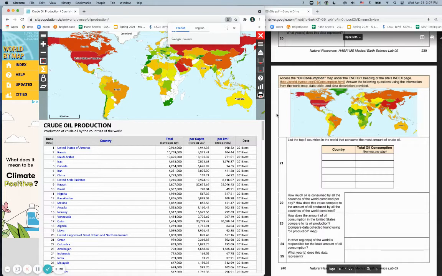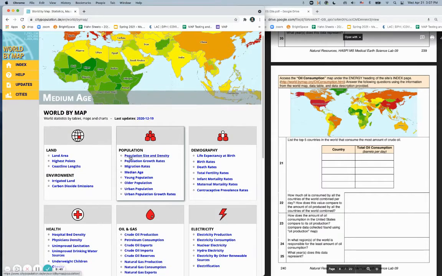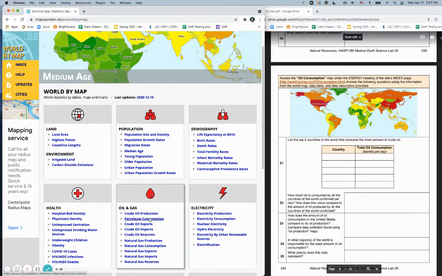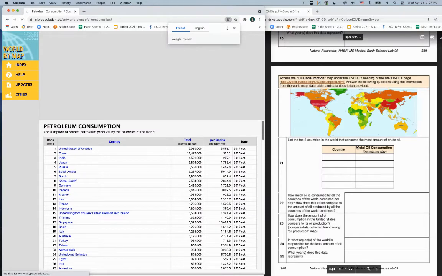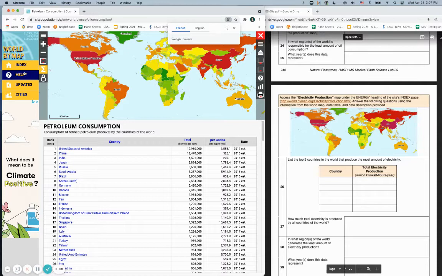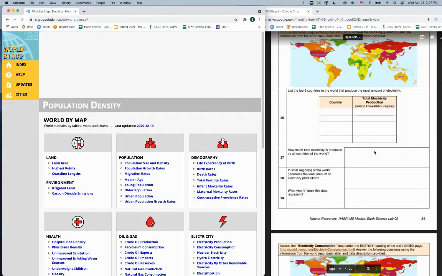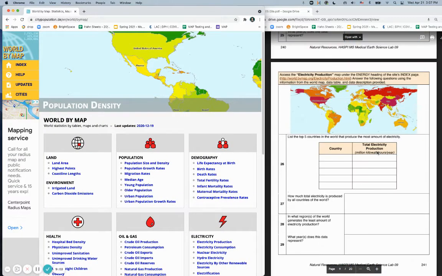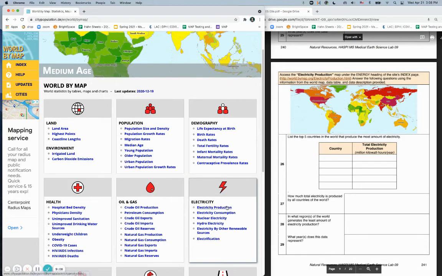Now, the next section is oil consumption. Who's using the oil? This is who's producing the oil. And the next section is who's consuming the oil. So that would be petroleum consumption. So you're going to go ahead and answer those questions. Electricity production. And then the next section is electricity consumption. So which countries are producing a lot of electricity? That would be right here. And which countries are using a lot of electricity, consuming a lot of electricity?